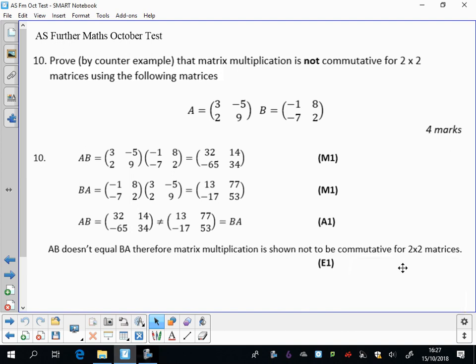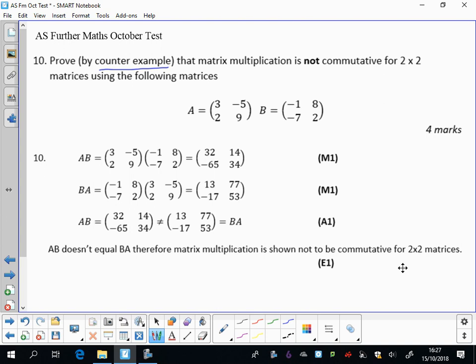Question 10 was fairly straightforward. I'm just going to talk through the mark scheme which I've put on the board here. You can see it says prove, and it gives us the thing by counterexamples. That means we've just got to find one that doesn't work. Matrix multiplication is not commutative, and it's given us two matrices to use.